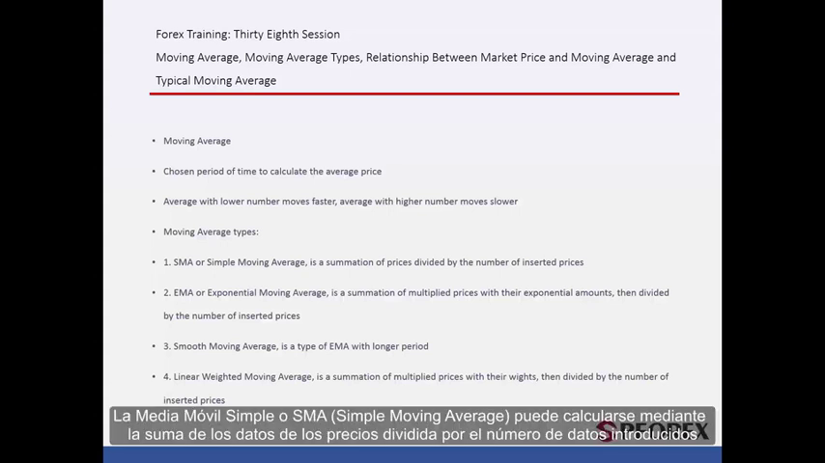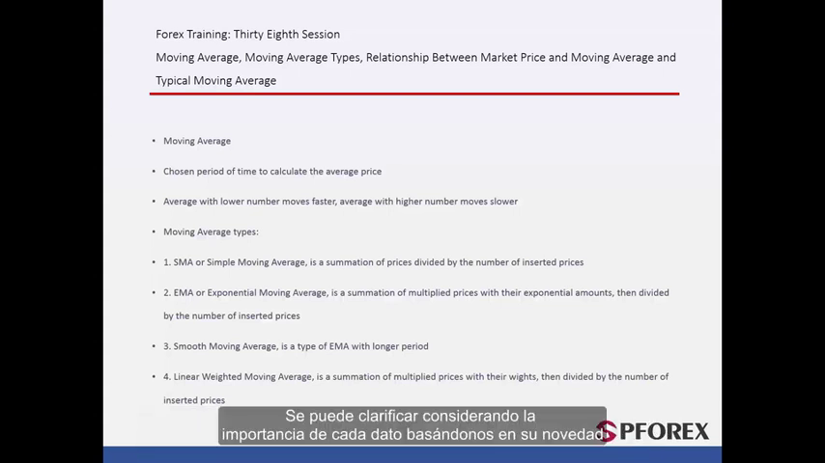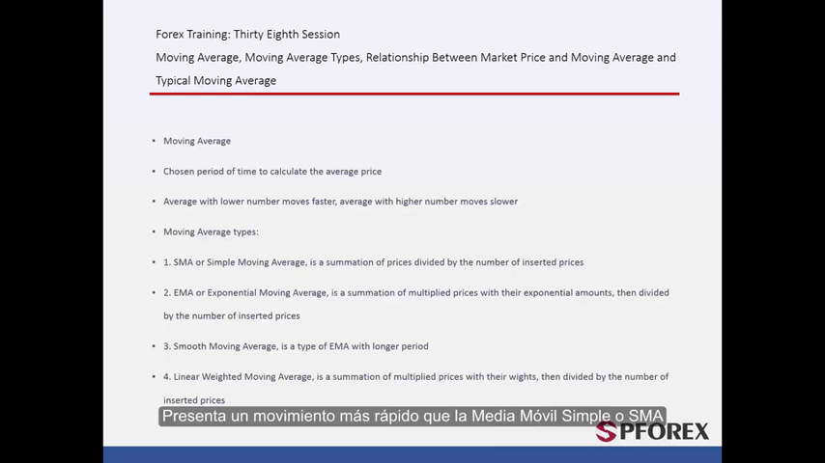SMA, or simple moving average, can be derived from the summation of price data divided by the number of data inserted. EMA, or exponential moving average, can be calculated by the summation of each price data multiplied by its exponential amount and divided by the number of data inserted. It can be classified by considering the importance of each data based on its novelty. The latest news has a more significant effect on a market compared to earlier news. It has more rapid movement than the SMA.